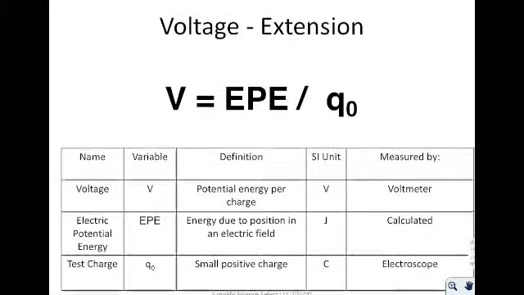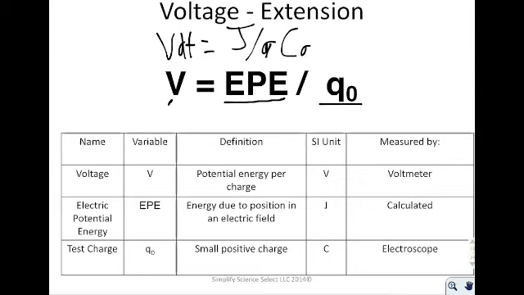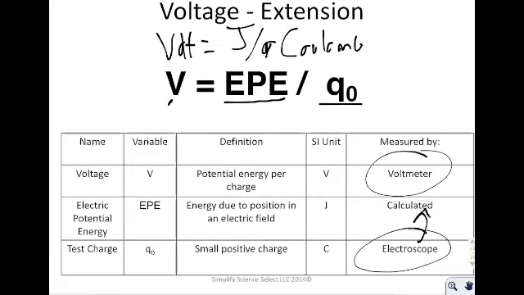So we're going to extend voltage a little bit. We're going to talk about where the idea of voltage comes from. Voltage, which is V, comes from the electric potential energy divided by the charge. We measure voltage in the unit of the volt, but really what a volt is, is a joule per coulomb. So we can measure voltage with a voltmeter. We can look at charge with an electroscope, and that would allow us to calculate the electric potential energy.